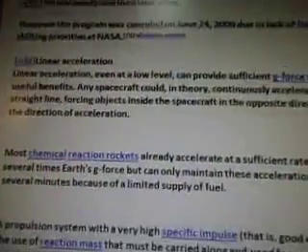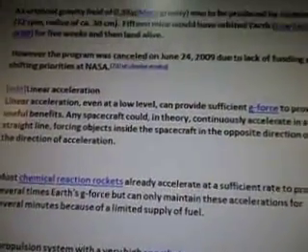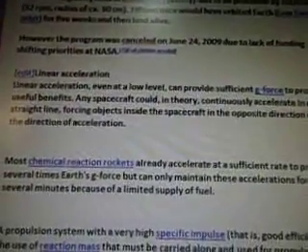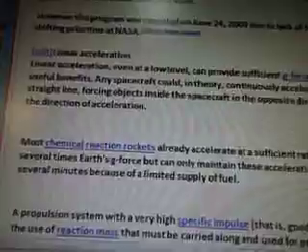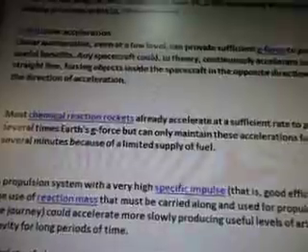Next thing that comes up is linear acceleration. Linear acceleration, even at a low level, can provide sufficient g-force to provide useful benefits. Any spacecraft could, in theory, continuously accelerate in a straight line, forcing objects inside the spacecraft in the opposite direction of the direction of acceleration. Most chemical reaction rockets already accelerate at a sufficient rate to produce several times Earth's g-force, but can only maintain these accelerations for several minutes because of a limited supply of fuel. So basically they have the problem with the fuel burning up too fast when they do it.